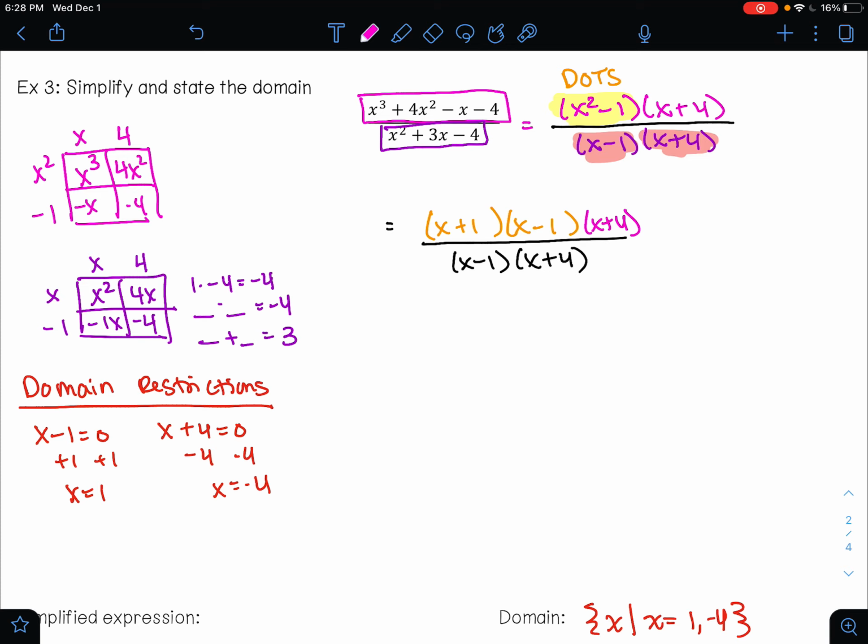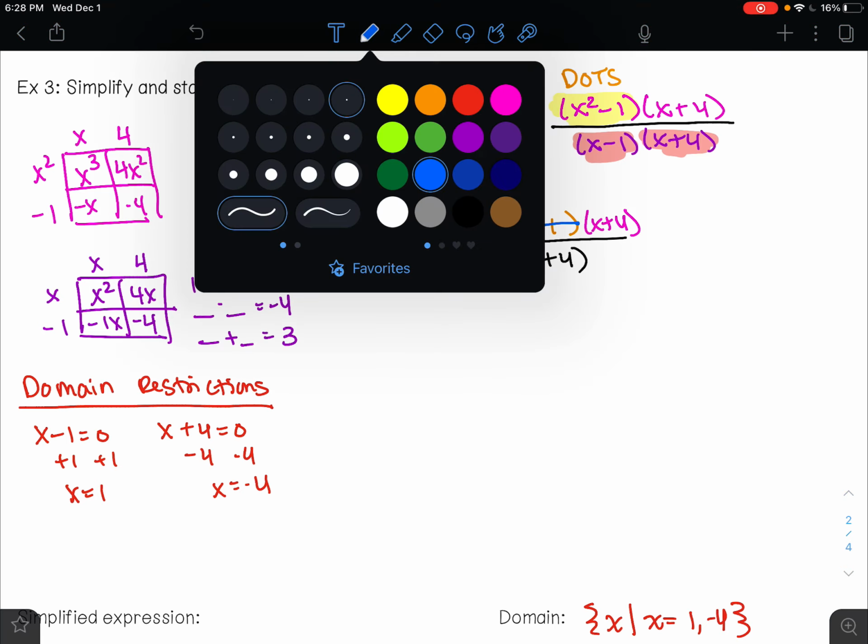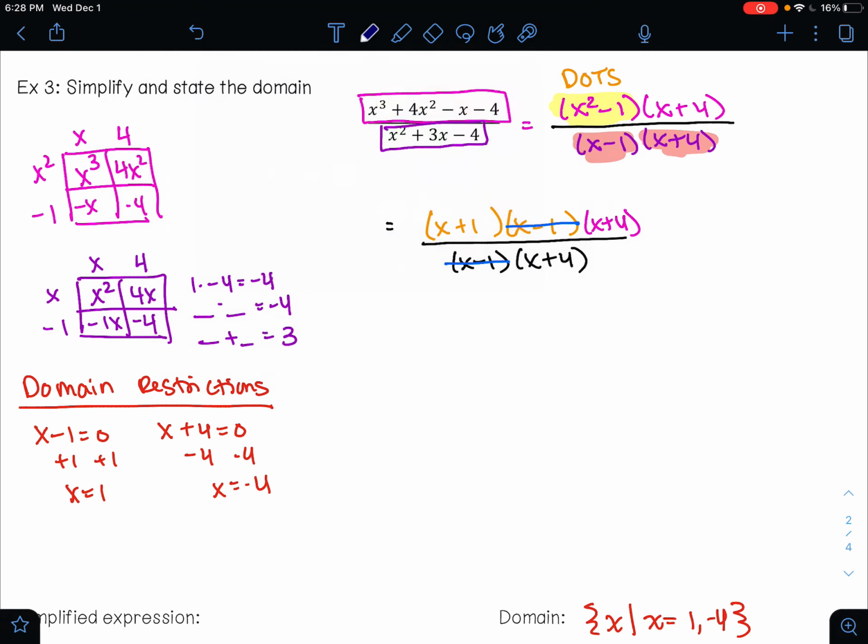Now that both our numerator and our denominator are factored completely, we can look for common factors in our numerator and denominator to eliminate because they're equivalent to 1. X plus 1 does not have a common factor in my denominator. X minus 1 has a common factor with x minus 1. And x plus 4 has a common factor with x plus 4.